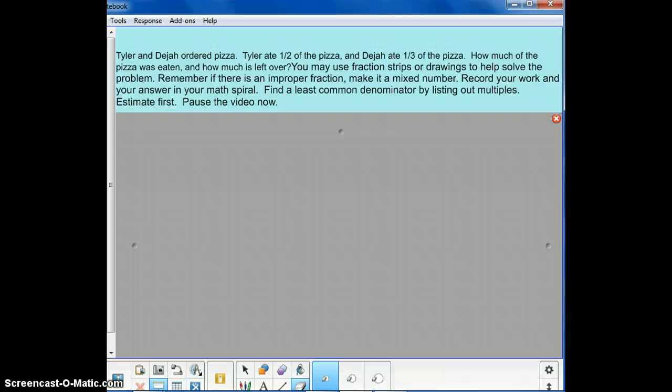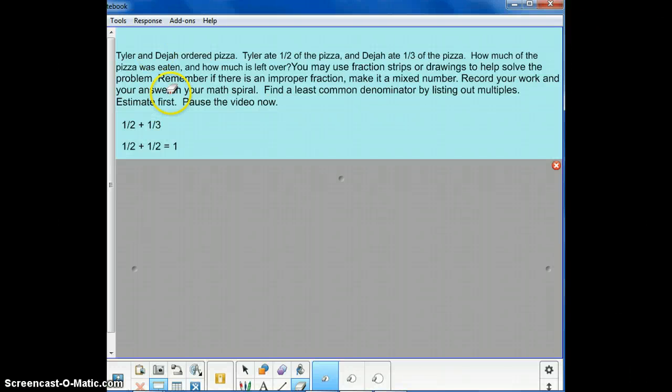Find a least common denominator by listing out multiples. Estimate first. Pause the video now. First I estimate. A half, I'm just going to put down as a half, and 1/3 is about a half because it's 33 1/3%, and a half is 50%. So half plus half is equal to 1. That's my estimate. Now, I'll go ahead and find my least common multiple.